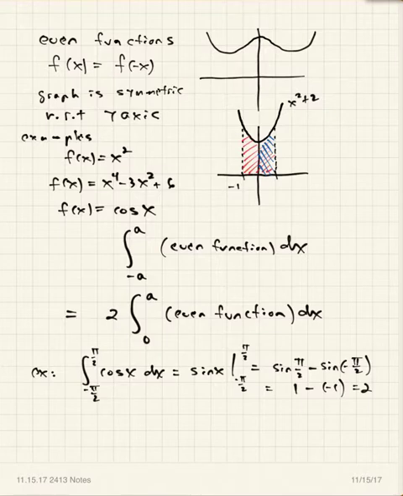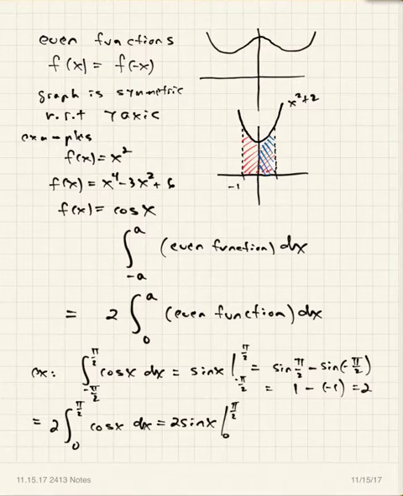But using this little theorem that I just wrote down here, what we could do is we could split up the integral. Instead of going from negative pi over 2 to pi over 2, we could go from 0 to pi over 2, as long as we multiplied by 2. And so now the antiderivative of cosine is sine, and then the 2 trails along. And this would go from 0 to pi over 2.